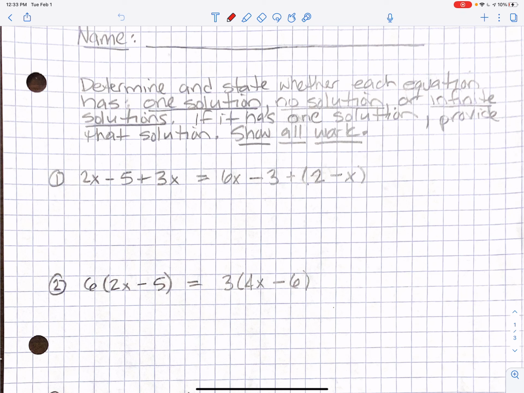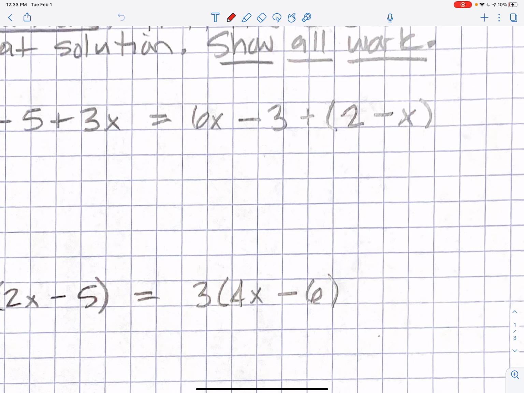All right, so let's solve a few of these linear equations that have special circumstances. We're going to do one where it's got no solutions. The equation has no solutions. We'll do another where the equation has infinite solutions, and we'll do a third one where it has only one solution, and we'll find the solution. All right, so let's do number one here.